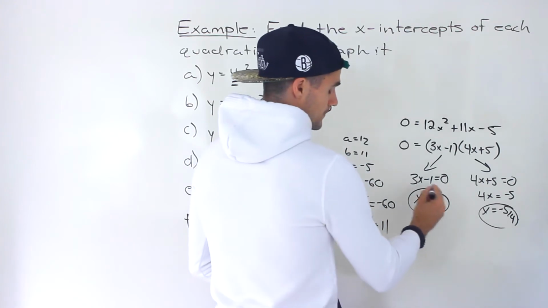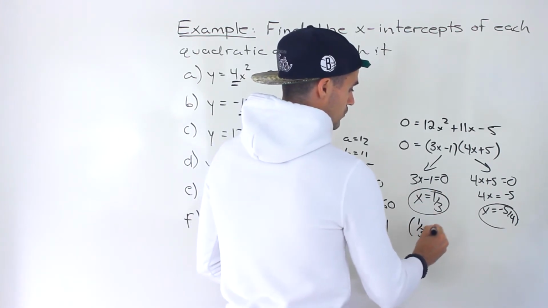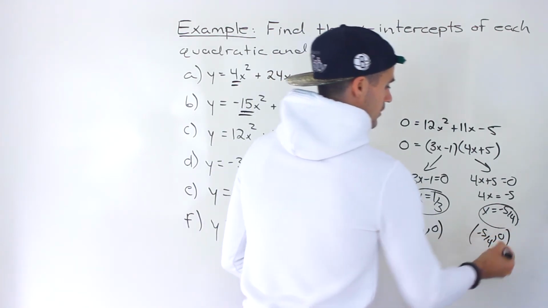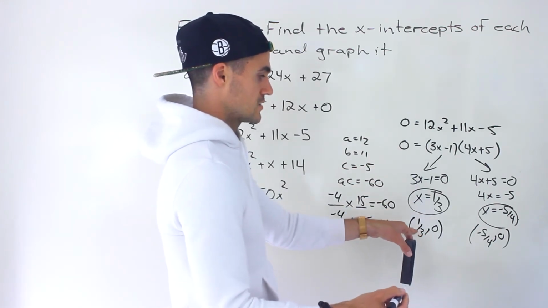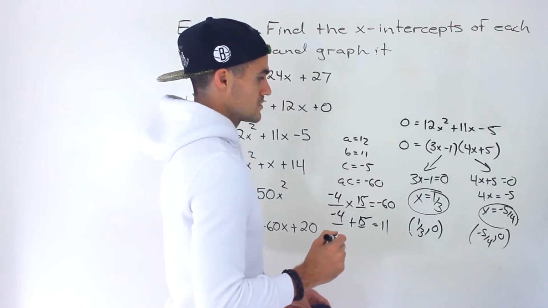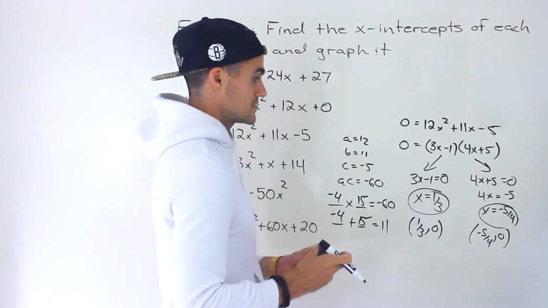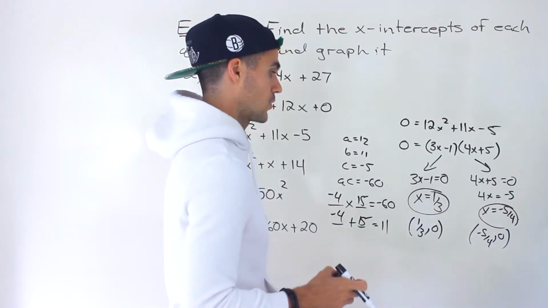By the way, if you want to also put these in coordinate form, it would be like 1 over 3 and 0, -5 over 4 and 0, right? The corresponding y value is always 0 for the x-intercepts. Then you have certain values for the x values. So sometimes the solutions might just give you the values for x. Sometimes they'll be in coordinate form.